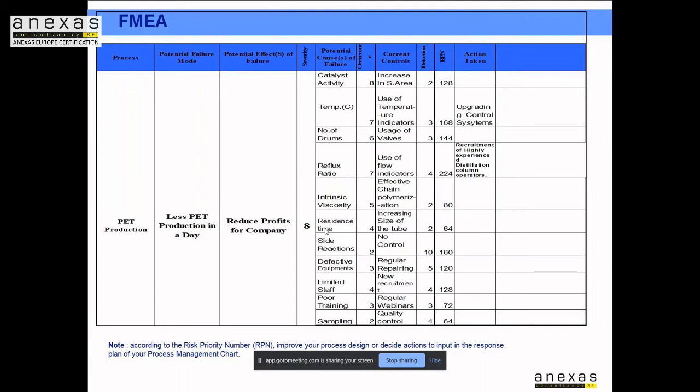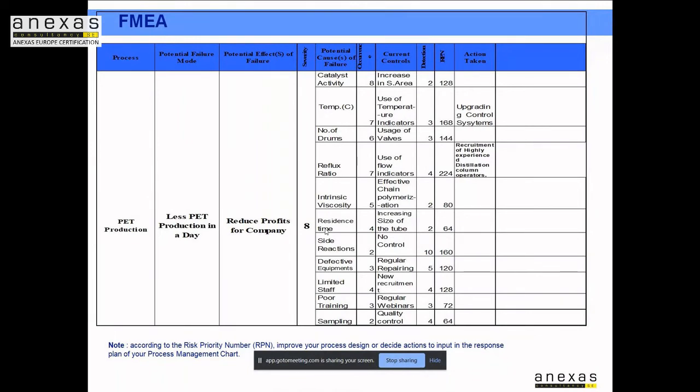Yes. Thank you, sir. So defective equipment is a cause we can control by regular repairing, and for limited staff, we can newly recruit people. Poor training, regular webinars, sampling, quality control, etc. And RPN is the product of severity, occurrence, and detection. So if it is high, like which of the parts is highest, temperature and reflux ratio are showing high. So what are all the actions to be taken? It is affecting very highly, right? So we have to take these kinds of actions: for temperature, upgrading control systems; for reflux ratio, recruitment of highly experienced distillation column operators. That's it.